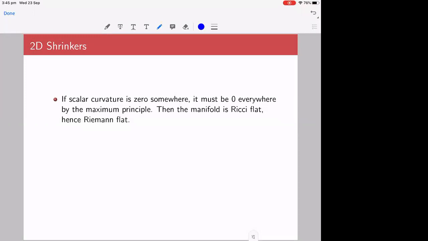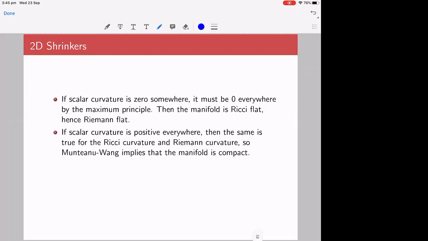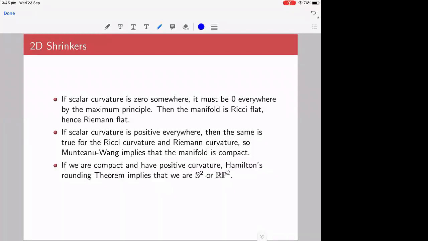There aren't many of them. On the other hand, if the scalar curvature is positive everywhere, then of course the same is true for the Riemann curvature. And then the Munteanu-Wang result that we just proved implies that the manifold has to be compact. But of course, if we're compact and have positive curvature, then we're in a position to apply Hamilton's rounding theorem again, which tells us that we basically have to be the two-sphere, or if we're allowing our manifold to not be simply connected, we get RP2.